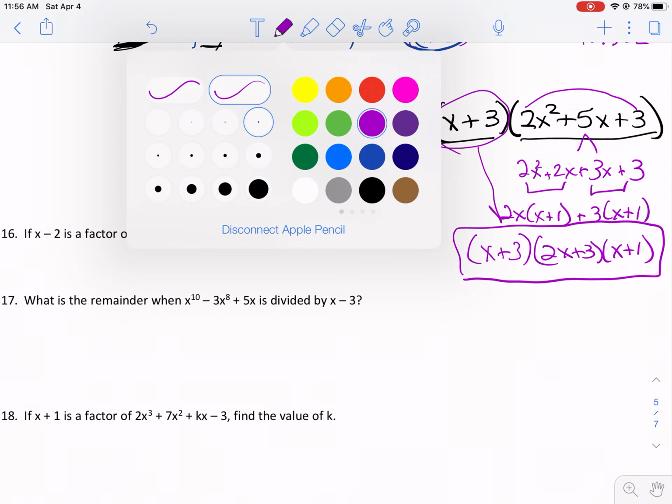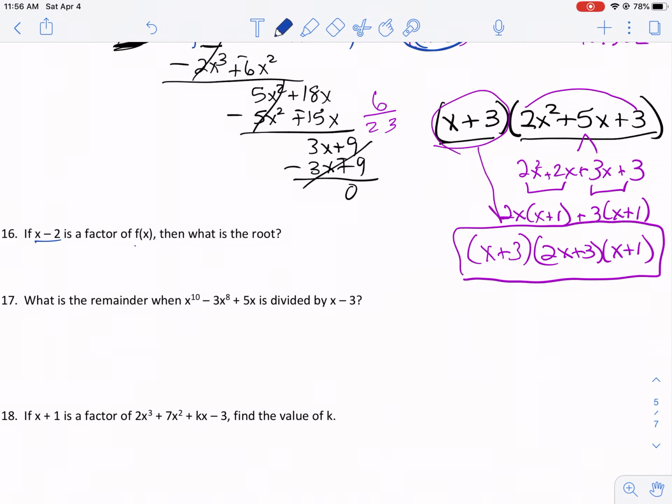All right, so if x minus 2 is a factor of a function, what's the root? Well, we always take the factors and set them equal to 0, the same as we do from the start, all the way down to the next to last step. So take that x minus 2, set it equal to 0. That makes the root 2.